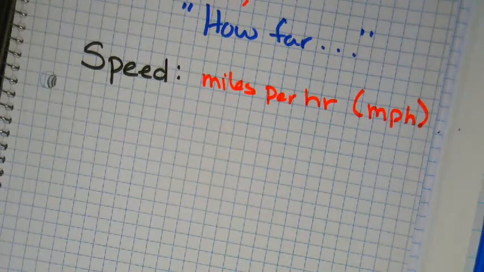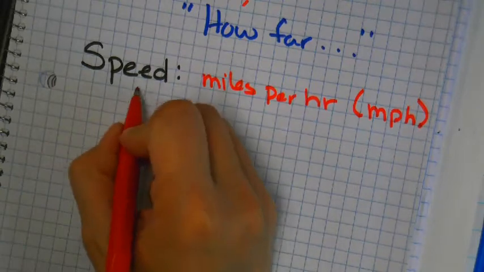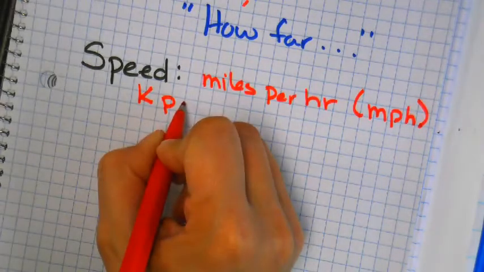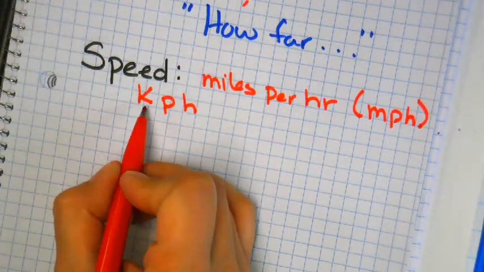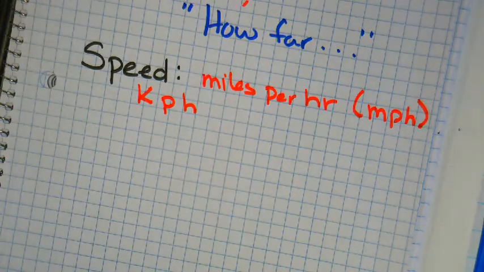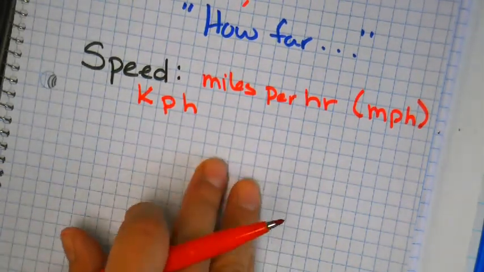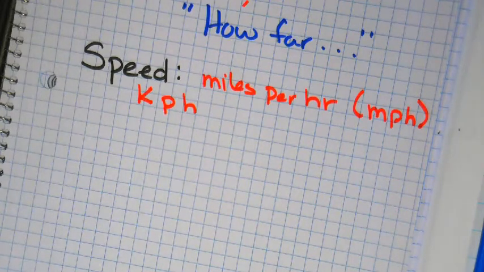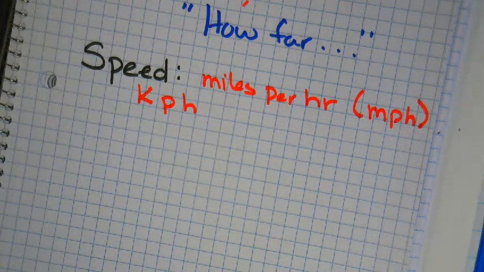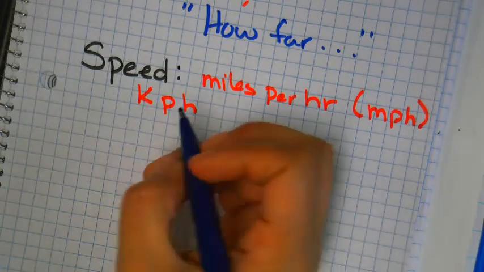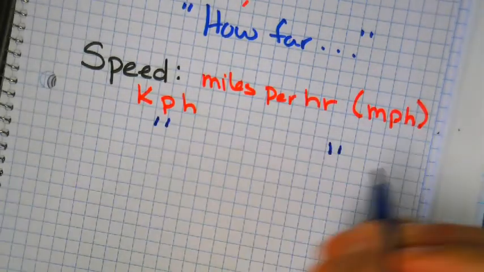How would they measure speed in another country? Instead of miles per hour, they would use kilometers per hour. The K stands for kilometers. Okay? We can use centimeters per minute, inches per second. I mean, just forever.